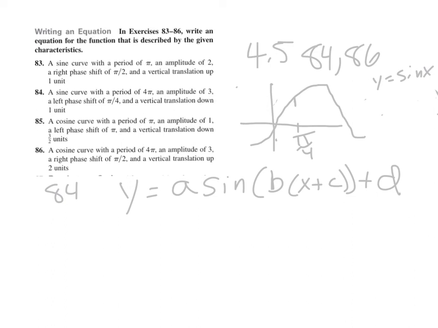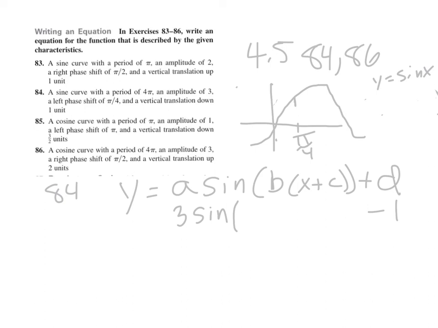Now, some of it's easy, I think. Amplitude 3, well, that's just this guy, right? Boom. And the vertical shift is easy. It's down 1 unit, so that's -1. Fine. Now, the next thing to get is B.